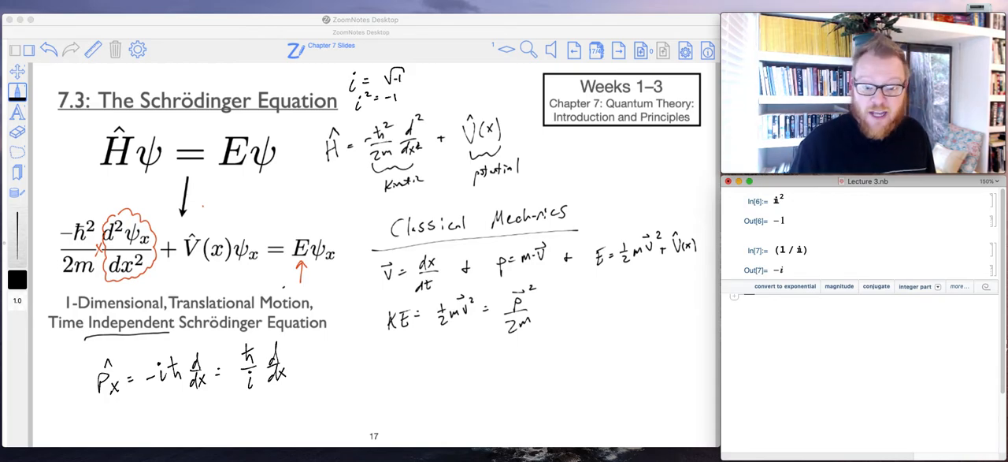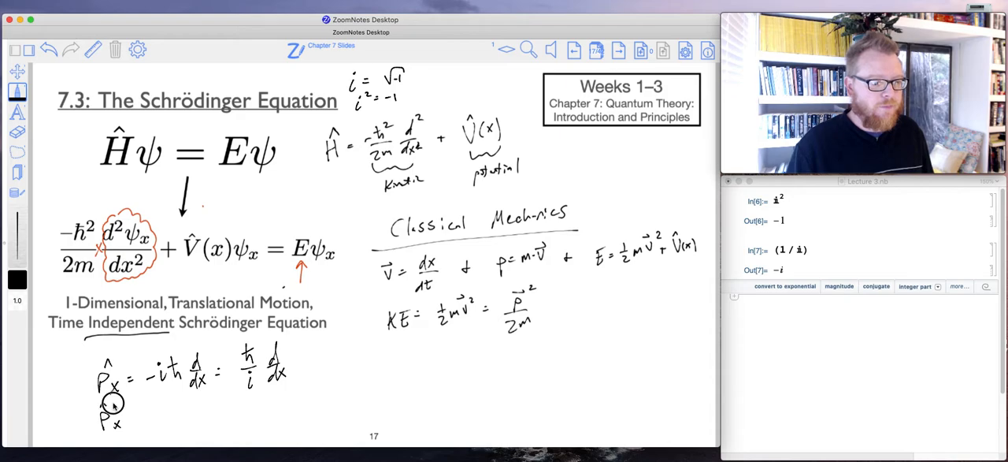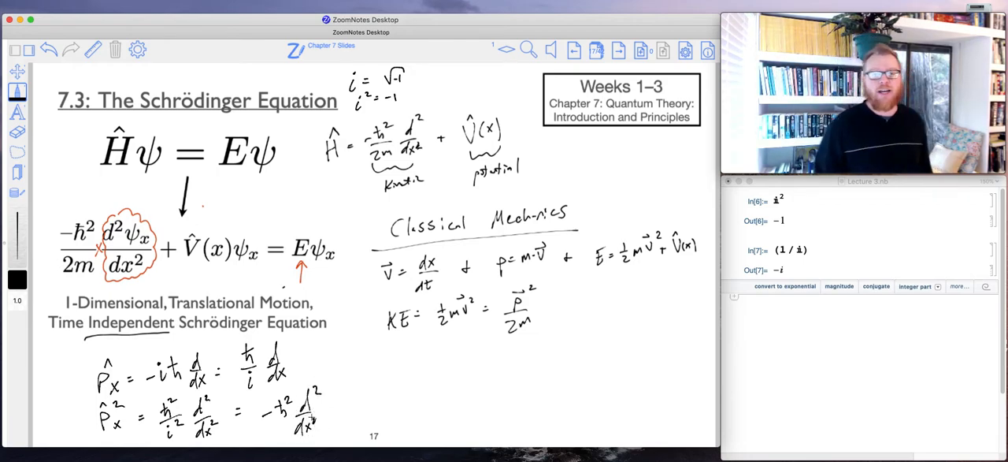And so then I will also say, because we know that the kinetic energy is going to be momentum squared, if I square the momentum operator, and I'm going to square this version of it, that's going to be h bar squared over i squared. And then we also square the derivative, so I get the second derivative. And now we know that that is going to be equal to negative h bar squared times the second derivative with respect to position x.